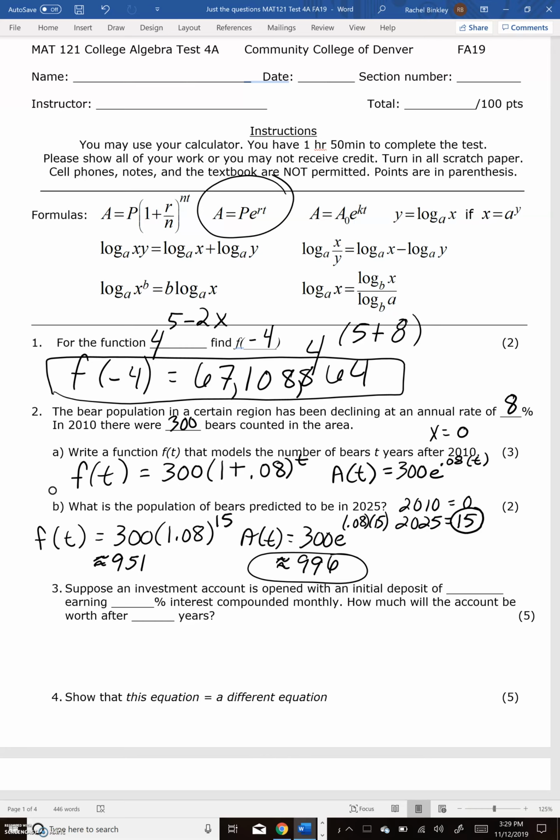Now, the big debate in the math department was that if bears are hibernating for half of the year, can they be continuously making babies, right? So that's why we're okay really with either way that you would like to do this.